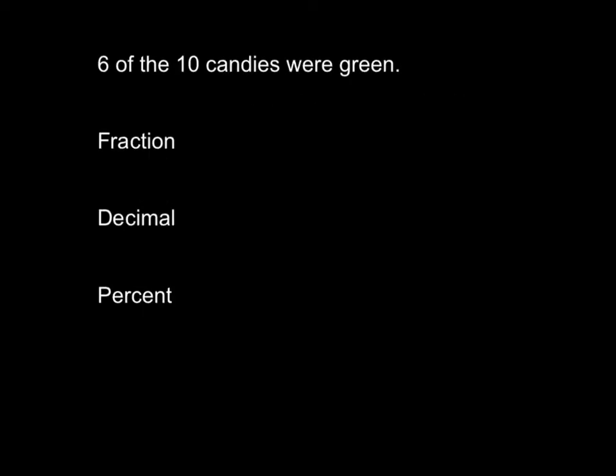Now here's a type of situation: 6 of 10 candies were green. When I give you this information, I will want you to be able to find the fraction, the decimal, and the percentage of the candies that were considered green. In order to find the fraction, this is a bit of a review, all you need is 6 as your numerator out of a total of 10 candies. So fraction-wise, I know that 6/10 of my candies were green. Now in 5th grade, you will always want to simplify that. So your answer would be 3/5 of the candies were green.